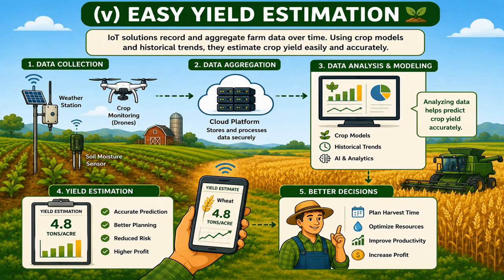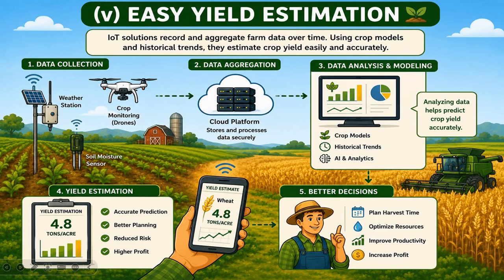It uses the crop models, historical farming records, weather patterns, then AI-based analytics in order to estimate the expected crop yield. This helps predict how much crop can be harvested from a field. So the estimated yield is displayed on a mobile phone or the computer, allowing the farmers to easily view the results. And here the system predicts a wheat yield of about 4.8 tons per acre.